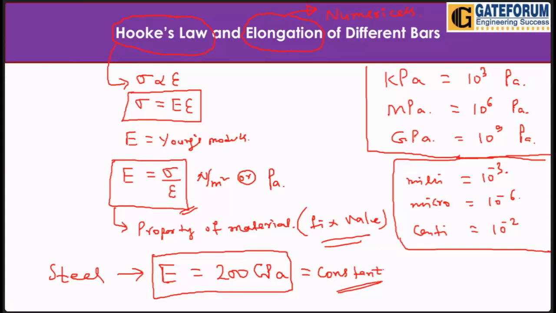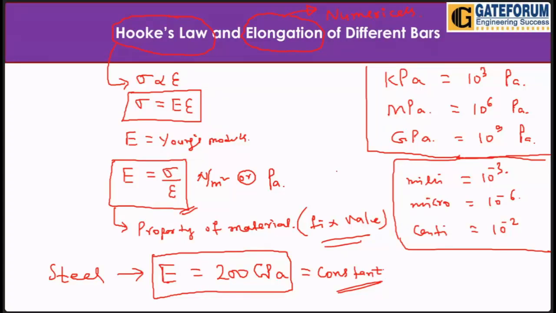And please remember for steel, in the GATE examination, many times the value of Young's modulus for steel will not be given. So by default, you have to consider 200 gigapascal, which is 200 into 10 raised to 9 Pascal.